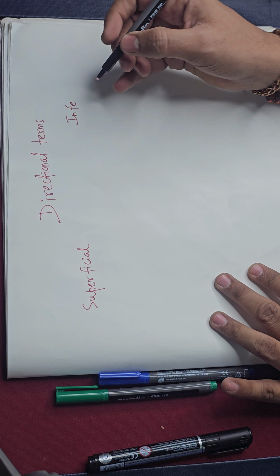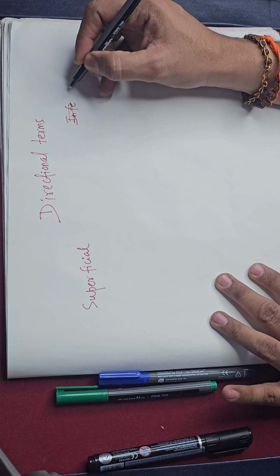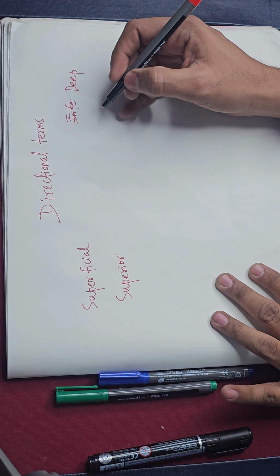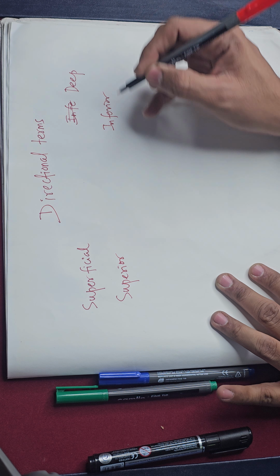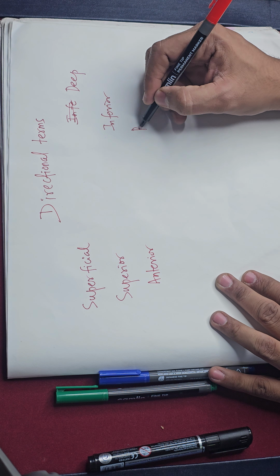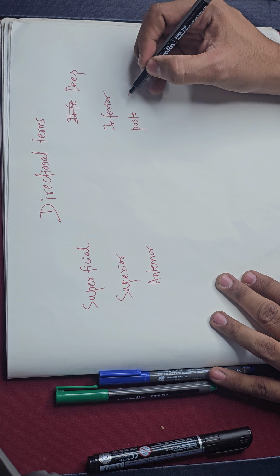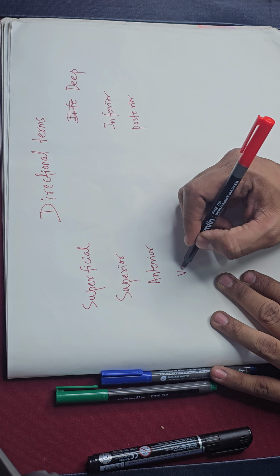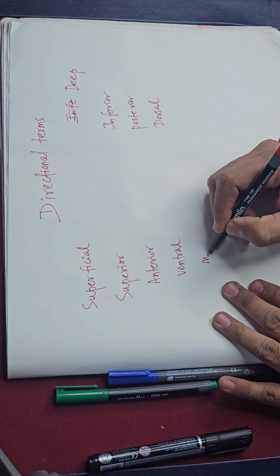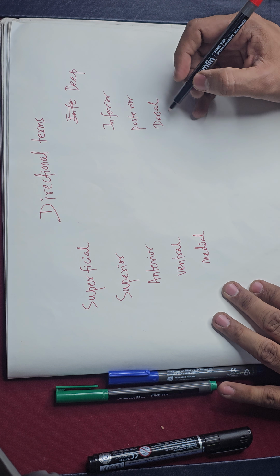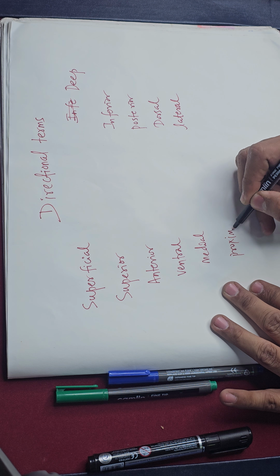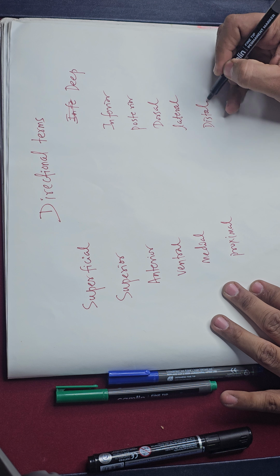So these directional terms I'll mention. Superficial, opposite is deep, superior, inferior, anterior, posterior, ventral, dorsal, medial, lateral, proximal, and distal.